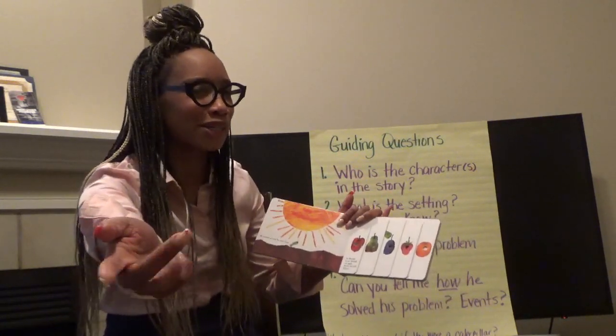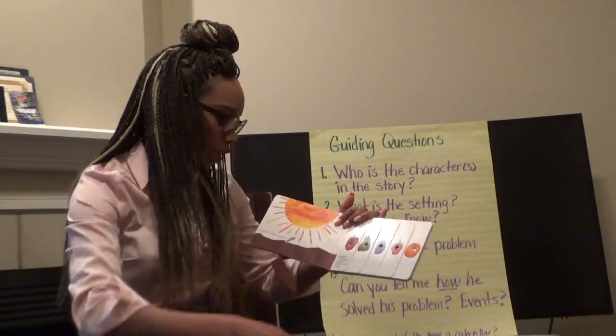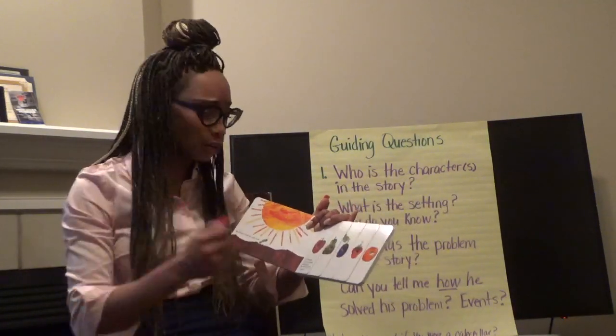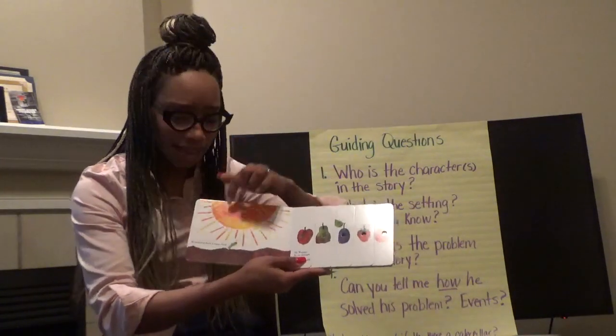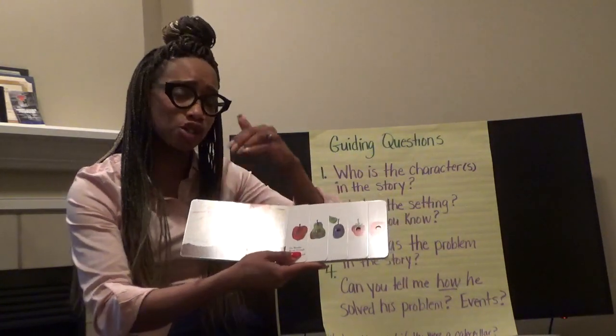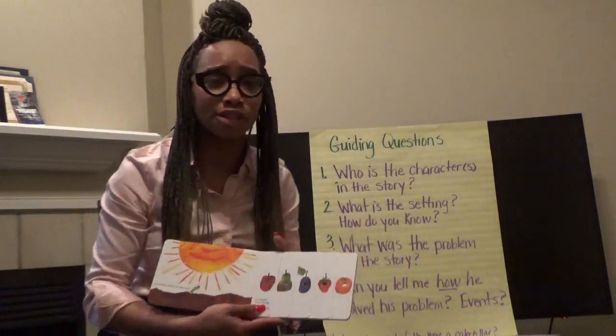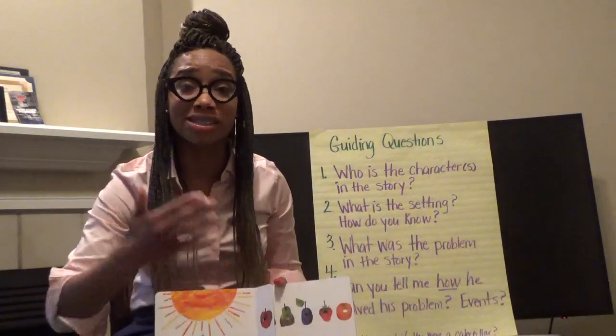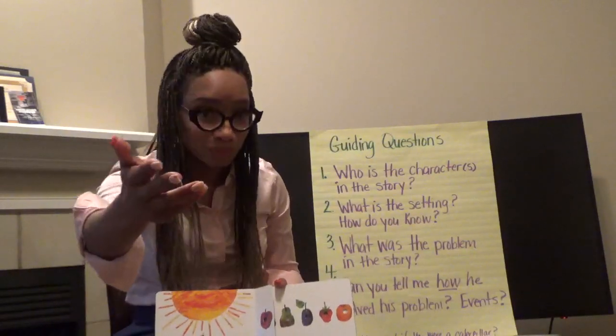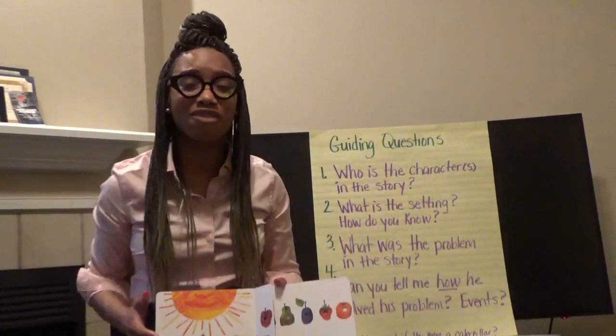What do you think he started to look for? That's it. He started to look for some food. So that tells us right there that that is the problem in our story. And what happens when there is a problem? We have to figure out how we're going to solve, you guessed it, how we're going to solve the problem.